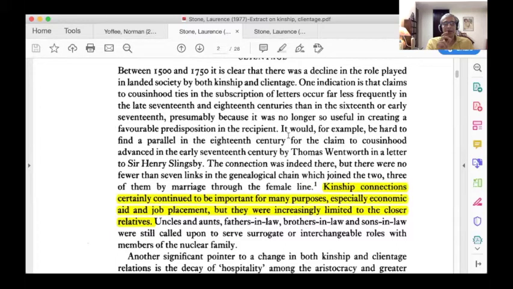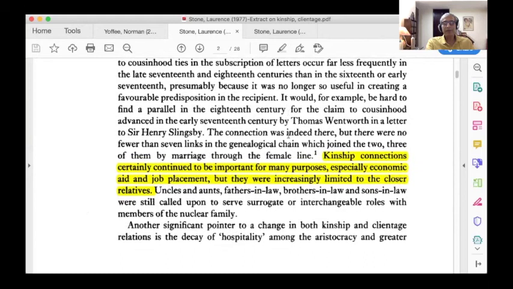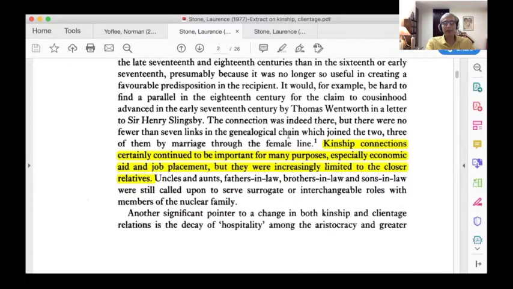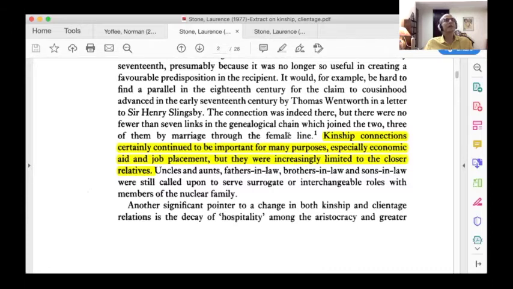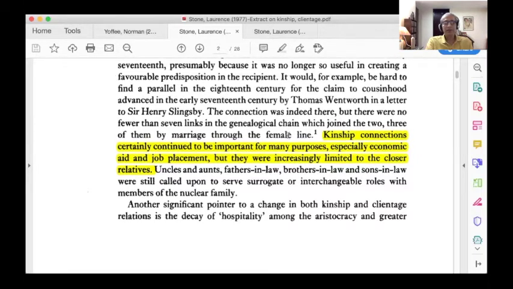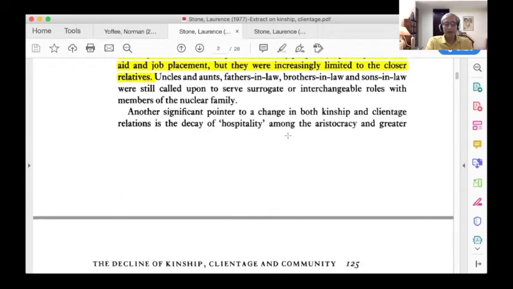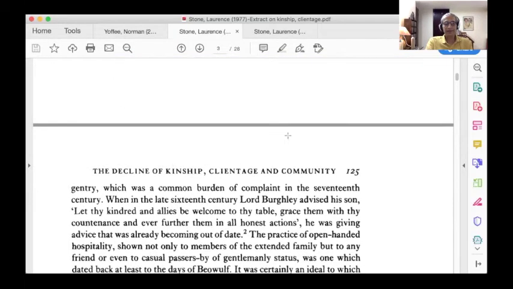And he says, kinship connections certainly continue to be important for many purposes, especially economic aid and job placement, but they were increasingly limited to the closer relatives, right? So instead of having these large extended families and where lineage was important in all sorts of complex ways, you had uncles and aunts, fathers-in-law, brothers-in-law, and sons-in-law who were called upon to serve surrogate or interchangeable roles within members of the nuclear family. So you have a more confined notion of family and kin.